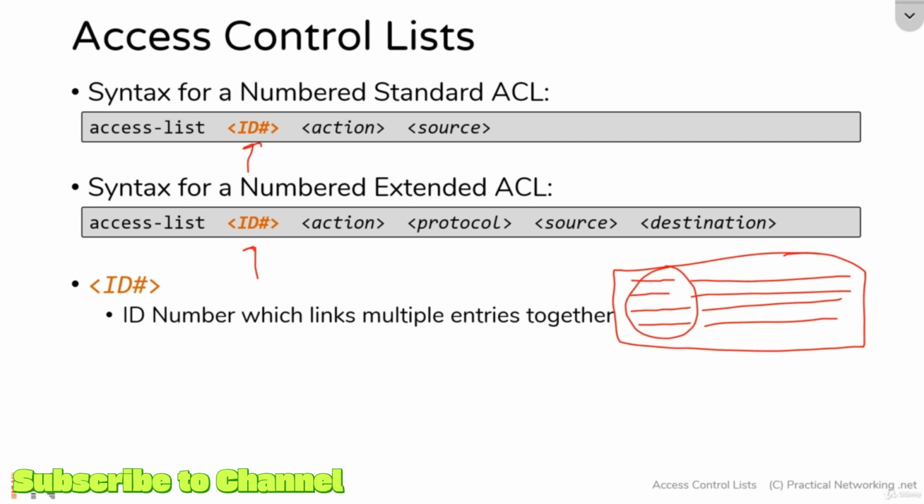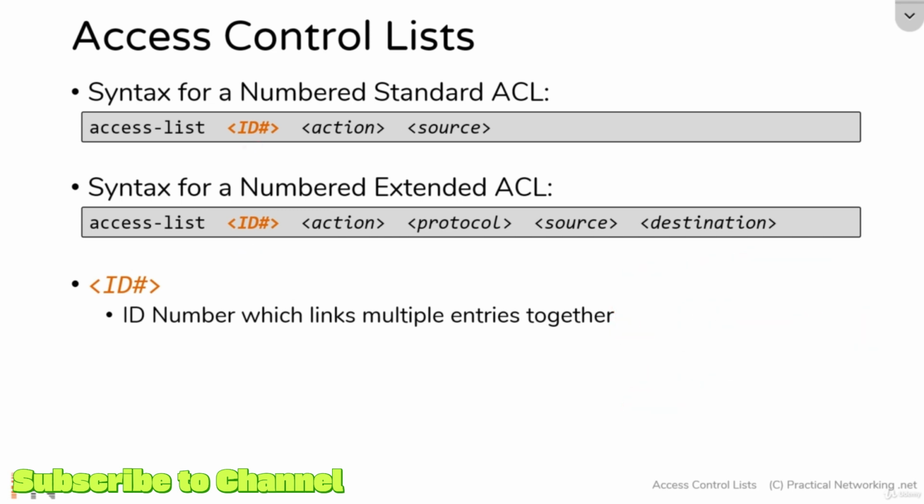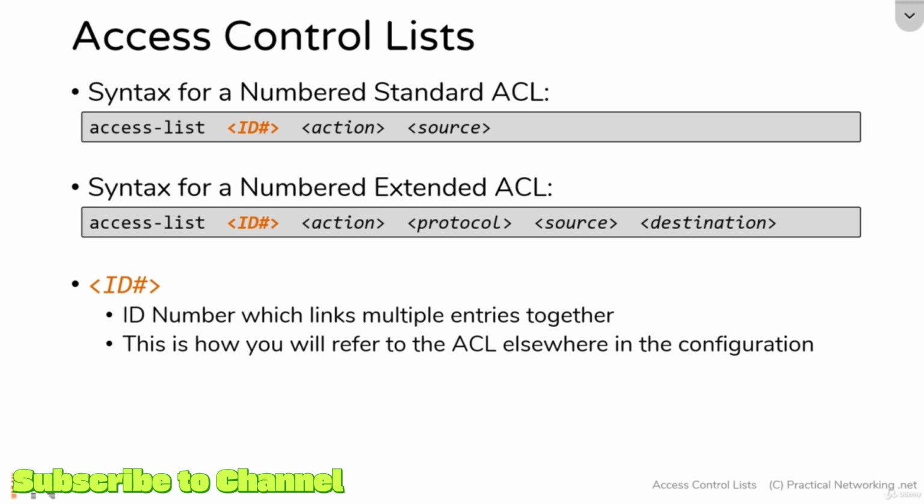In fact, sometimes each individual entry is referred to as an ACE. ACE stands for Access Control Entry, and a series of ACEs creates an access control list. That's somewhat archaic terminology, but you might see it in random documents online. Either way, that's what an ID number does. Now, the ID number is also how you will refer to the access list later on in the configuration, when you apply the access list to a particular purpose.